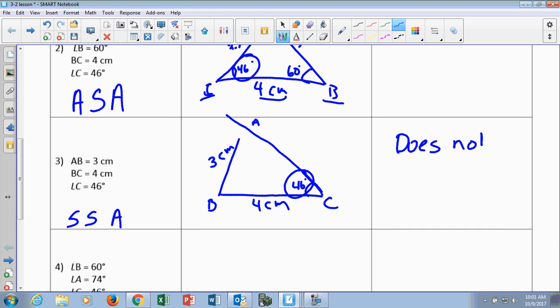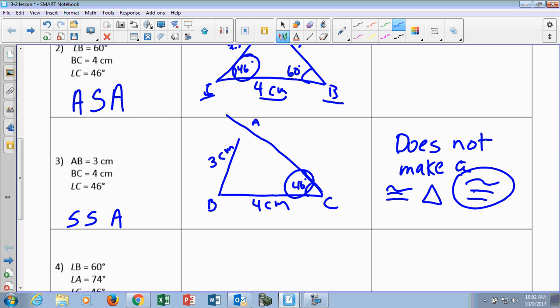How many people figured out it does not? I'm going to give you this little symbol for congruent triangle. It looks like an equal sign with a little curve on it. That's the sign for congruent. So it does not make a congruent triangle. Okay, we'll stop there. Tomorrow we'll finish at number 4 and finish the rest of this. You're going to file that under your notes section. Okay, I'm going to stop this.